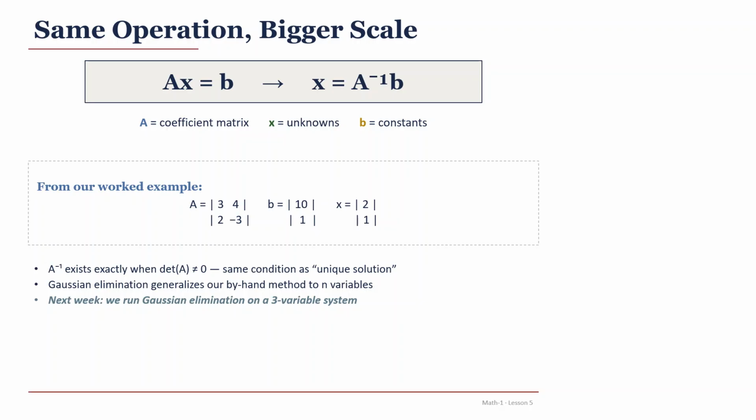For our 2 by 2 case, the inverse of A exists exactly when the determinant of A is not equal to 0, which is the same condition we wrote on the previous slide for a unique solution to exist. The bigger idea is that Gaussian elimination, the algorithm we will meet next week, generalizes the elimination method we just used by hand to systems of any size. The scaling and adding moves do not change. We just track them as row operations on a matrix.